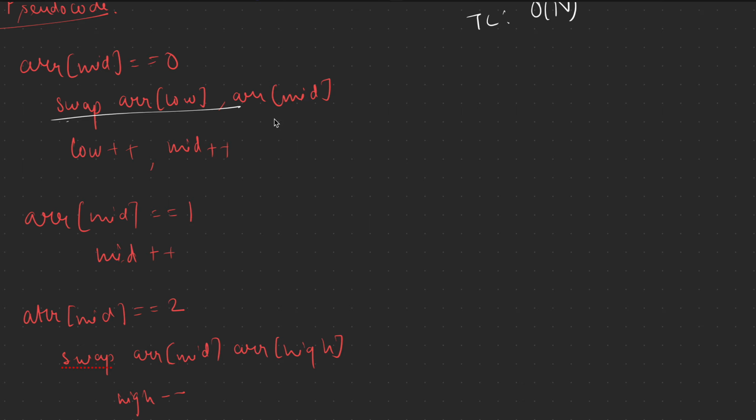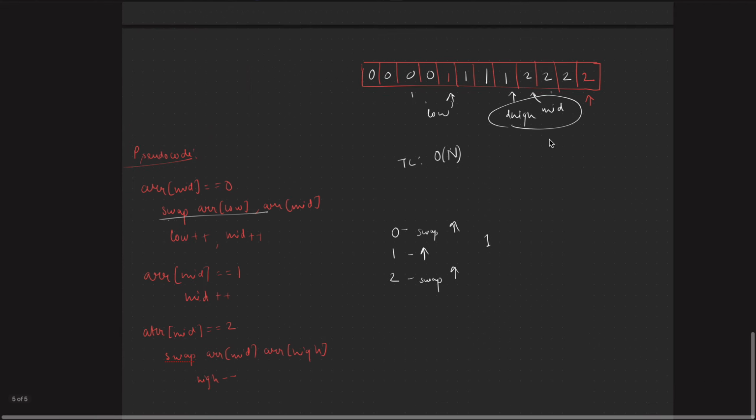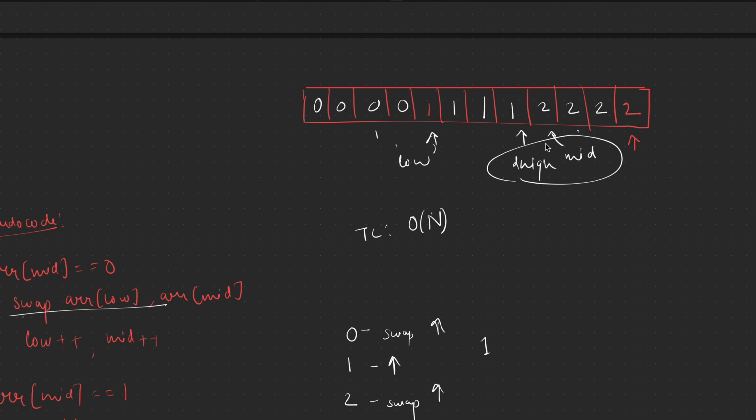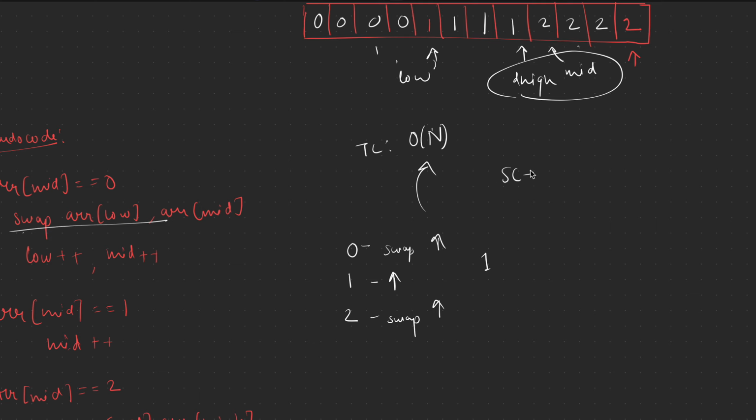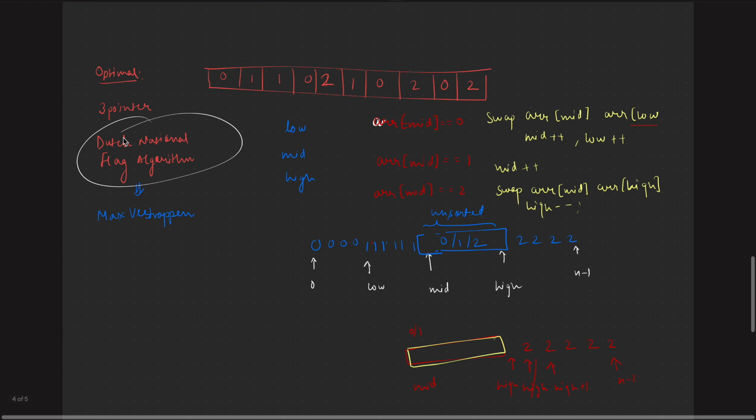At any point after swapping elements, if it is a 0, it is a 1, or it is a 2, what do we do? In these cases we swap, and in this case we just increase the pointer. So at any point only one element is getting sorted, and the unsorted portion decreased one by one. So the time complexity will be order of n and the space complexity will be order of 1 because we didn't use any extra space. So this is the optimal solution, also called the Dutch national flag algorithm.